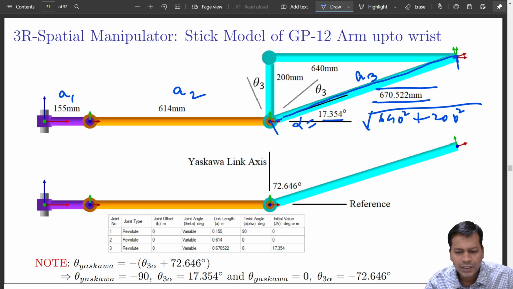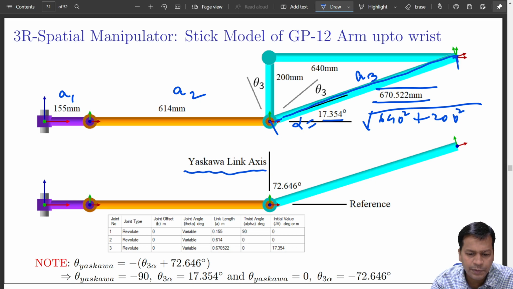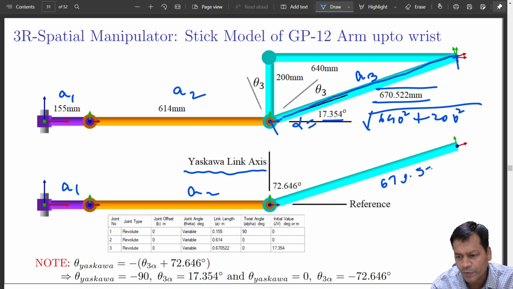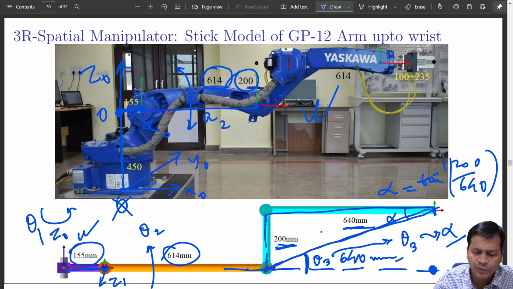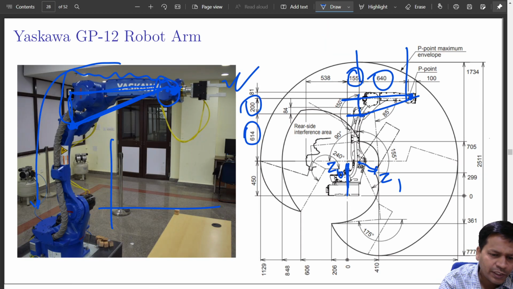So now I can write my Yaskawa GP12 robot as A1, A2, A3. A3 is 670.522. So this is your A3, and it is at home position. This angle is permanently there, that is 17.354 degrees. If Yaskawa measures it this way, normally Yaskawa does this, so it effectively measures from the vertical.